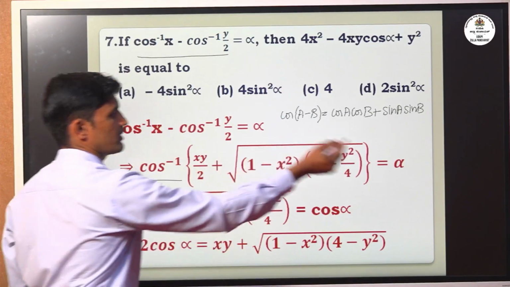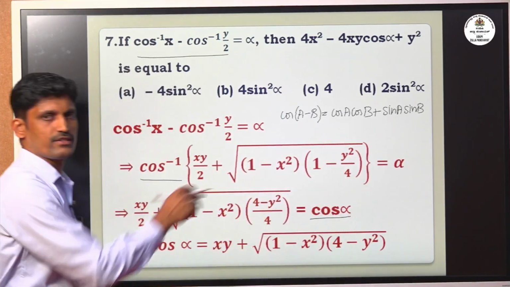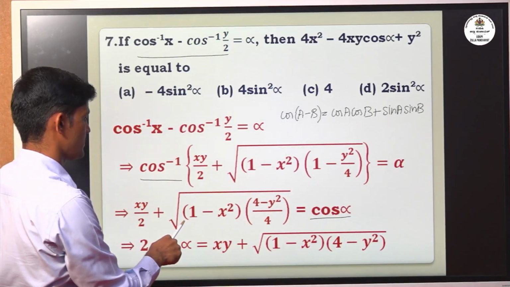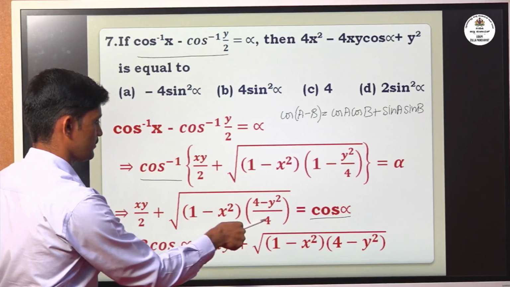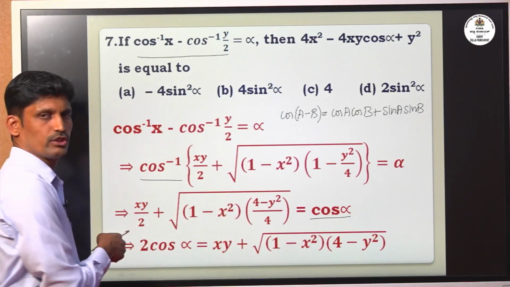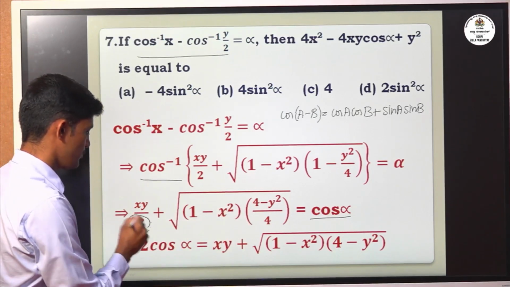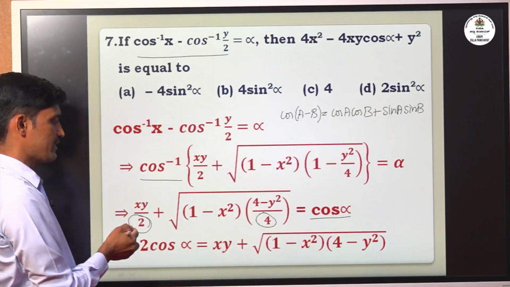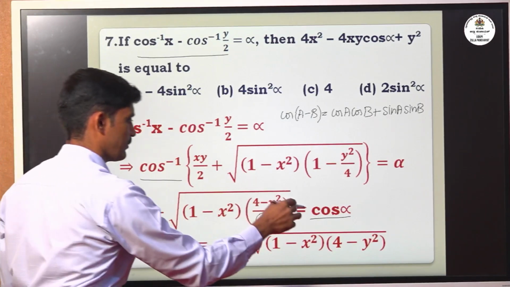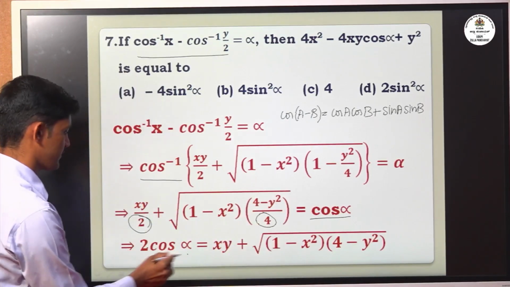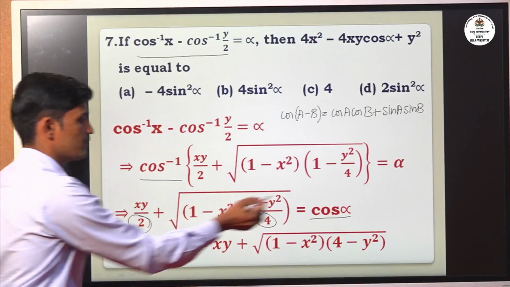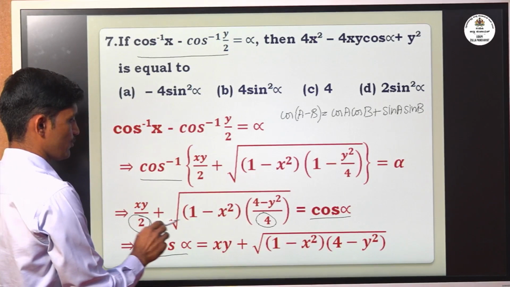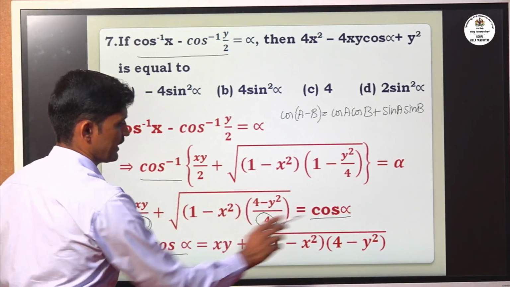Cos inverse of something is equal to alpha means on the right side it is cos alpha. Therefore, xy by 2 plus this, here we can take the square root of 4 as 2, so 2 is the LCM on the left hand side, and on the right side you have square root of 4, that is 2, so 2 is the common denominator, which can be cross multiplied as 2 cos alpha on the right side. The common denominator on the left side becomes 2 into cos alpha on the other side, and this becomes xy plus root of (1 minus x square) into (4 minus y square).